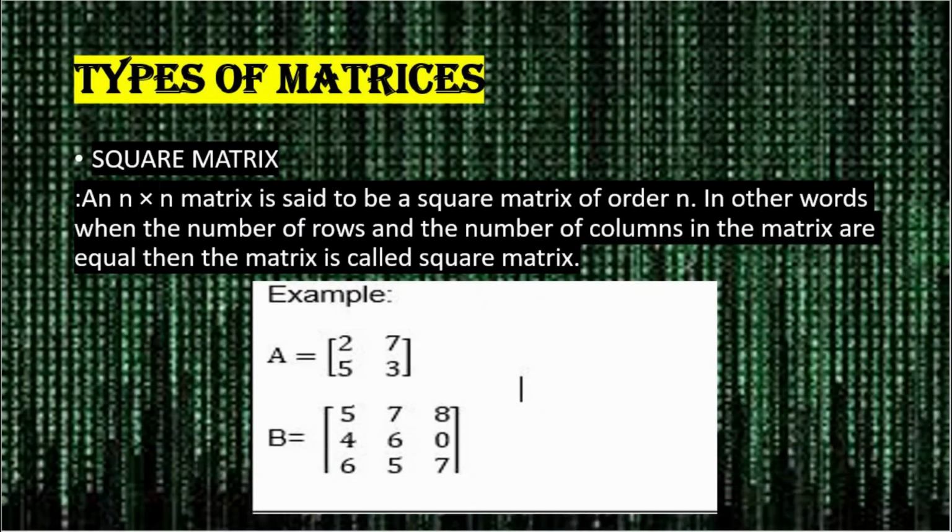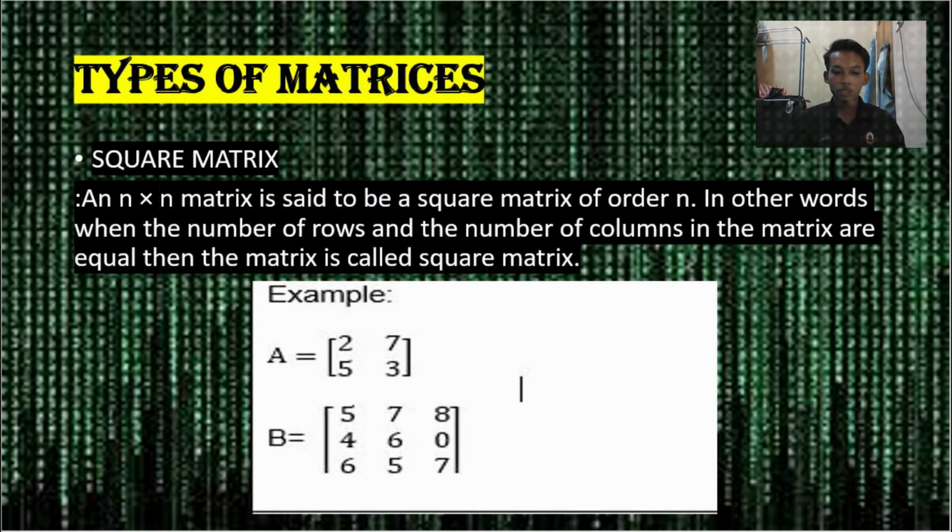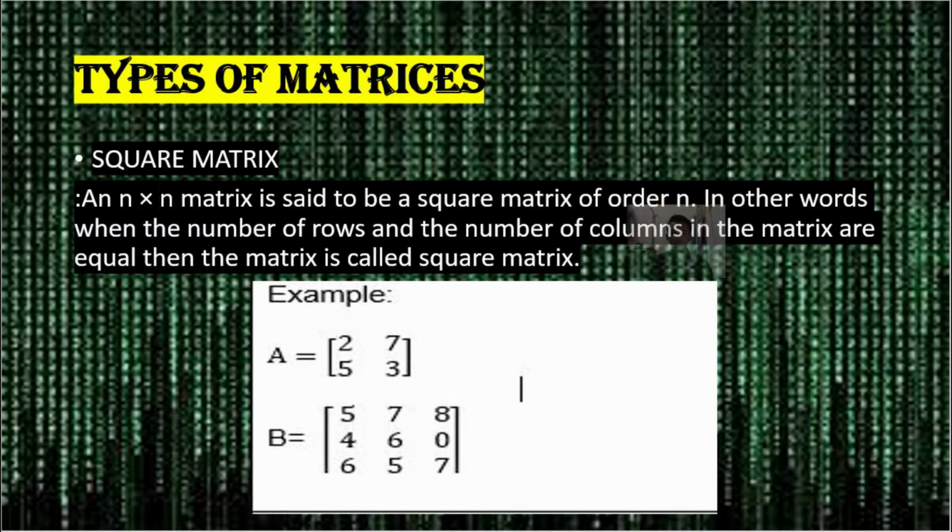The types of matrix are divided into 7 types, which are square matrix, column matrix, row matrix, equal matrix, null matrix, identity matrix, and transpose matrix. First, a square matrix is an n times n matrix, that is a matrix having the same number of rows as columns. Example: A is a square matrix of order 2 times 2, then B is a square matrix of order 3 times 3.